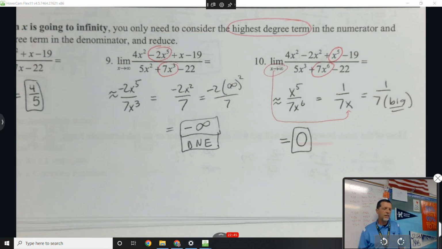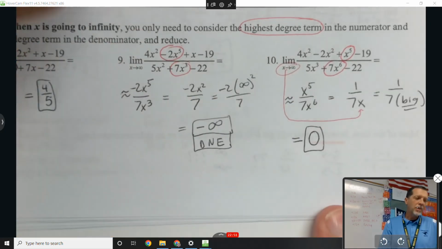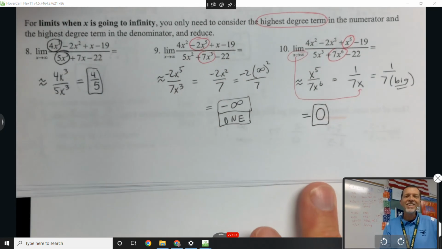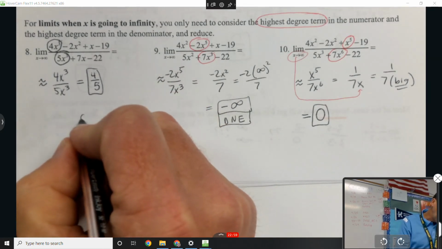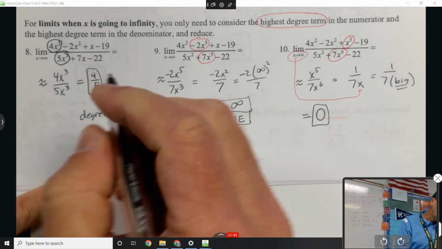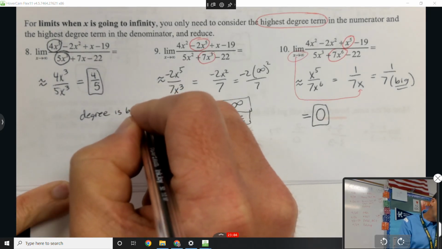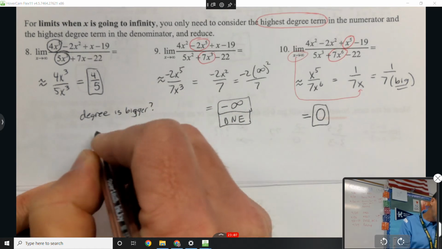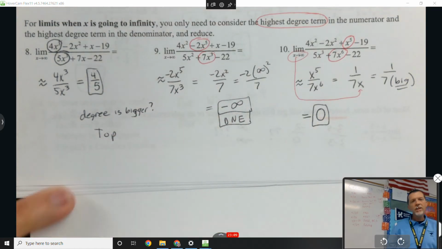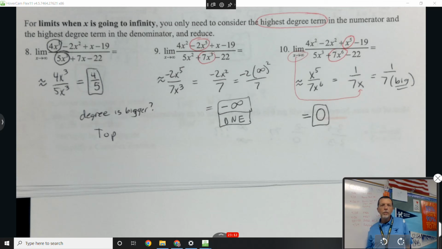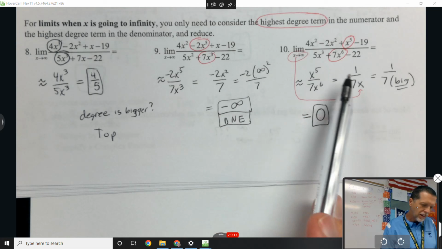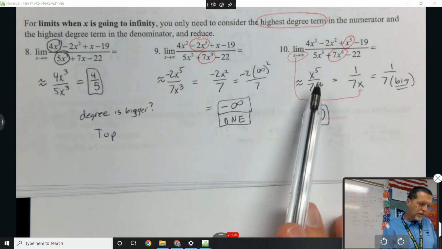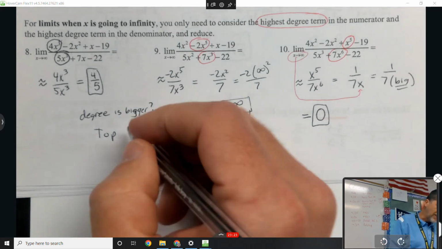Okay, do you want the saying or do you not even want the saying? Okay, I'll give you the saying, but be careful, it rhymes, so if you mess it up, you're going to mess up this section. And this is all concerned with which degree is bigger. If the top degree is bigger, what would you say the limit is? Which case was that, 8, 9, or 10? Top degree is bigger? Probably number 9. And that didn't have a limit. That was a no.